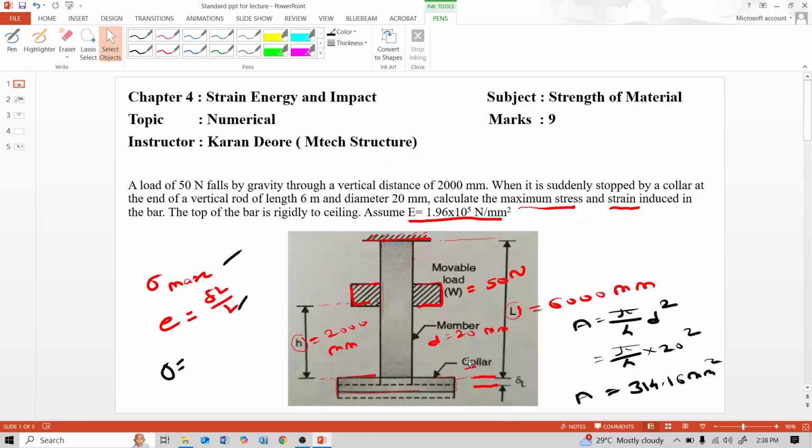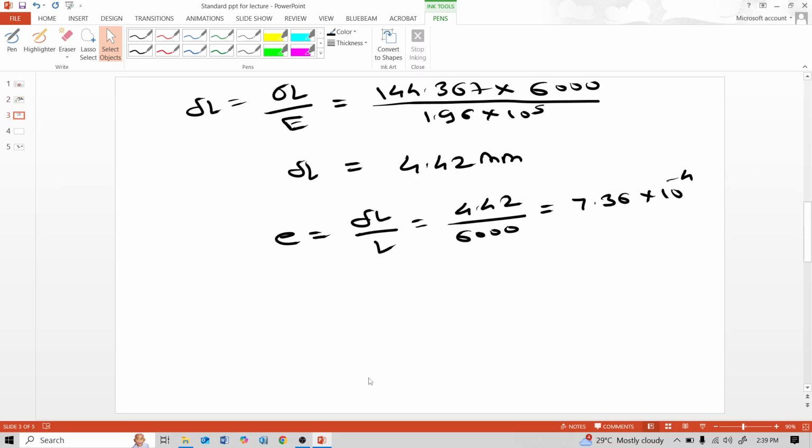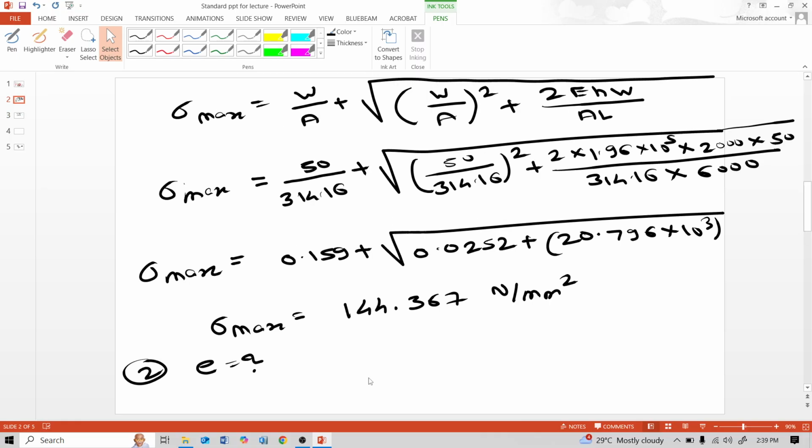So by that way, we have solved this numerical. We had data: movable load weight, member diameter, height from which the movable load drops and impacts on the collar, and length of the member. From this data, by using the impact load stress formula, the delta L formula and the strain formula, we have solved this numerical. Thank you very much.